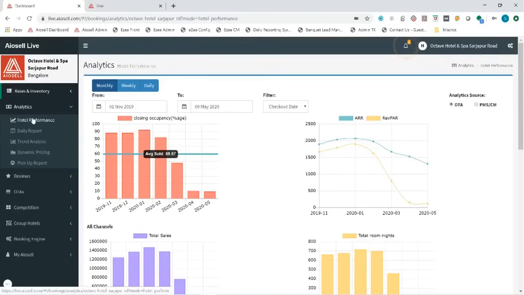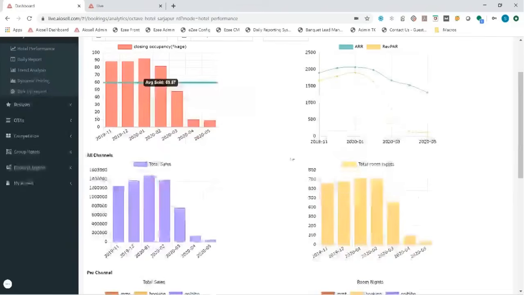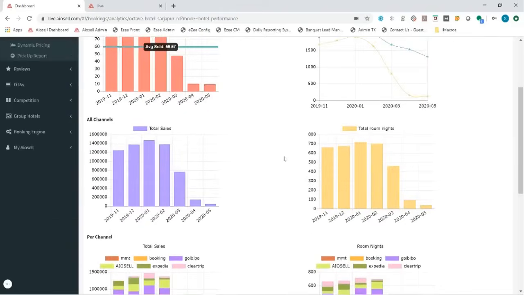The analytics is a very important sort of half MIS and half performance reports for a particular hotel to understand the behavior of a hotel. So here you'll see the occupancy. The occupancy for each particular month would be shown in terms of graphs. You'll see an ARR as well as a RevPAR. You see some low values here because of the COVID crisis, but we'll try to ignore that.